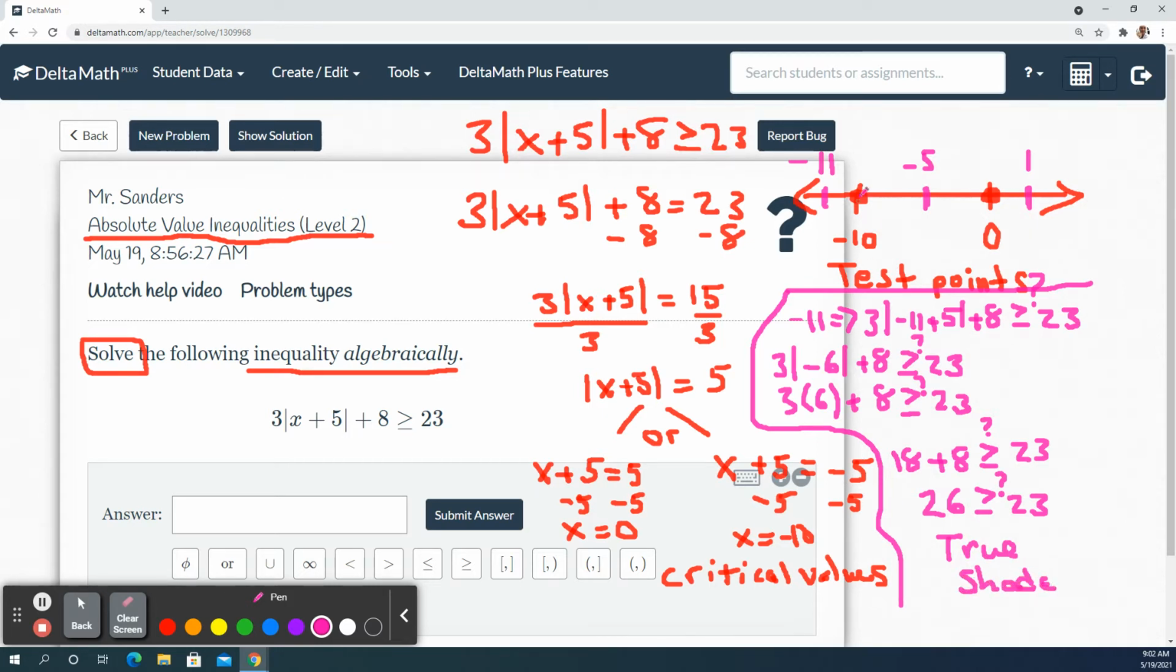So that's a shaded area all on this side, going back to our number line. It goes all the way to negative infinity. So that's the true area. That's what satisfies this. Those are the answers that work. Negative 5 is going to be next.